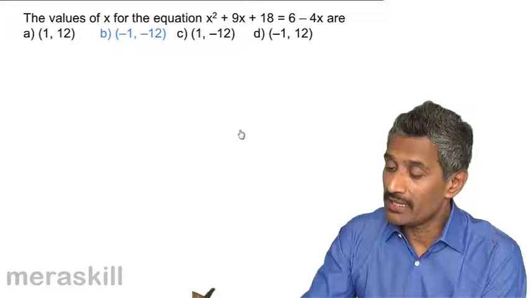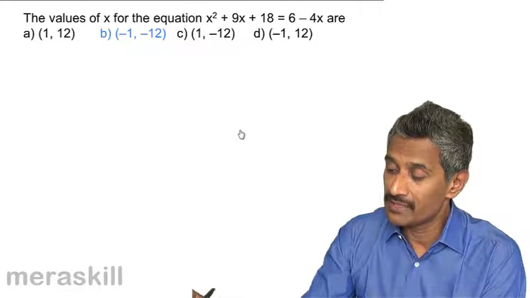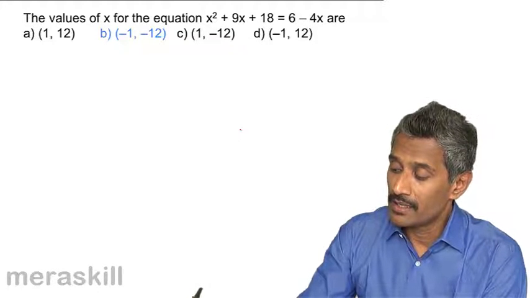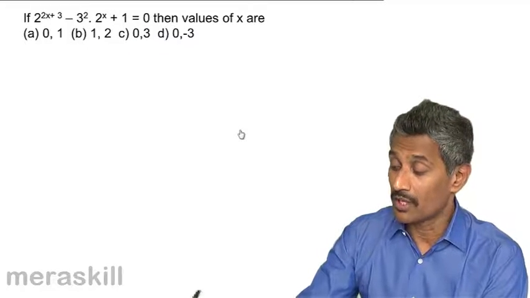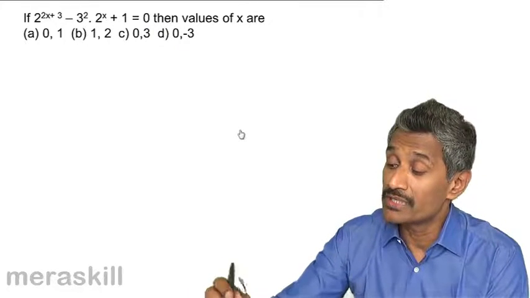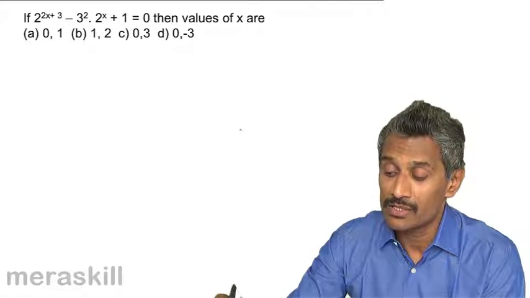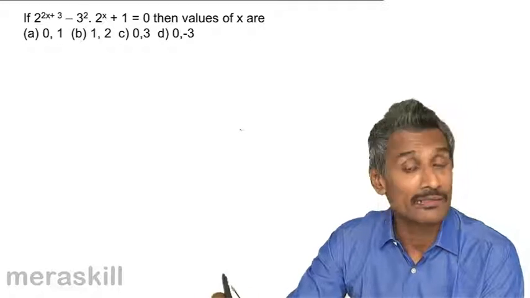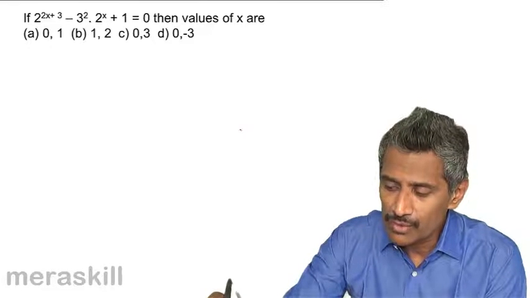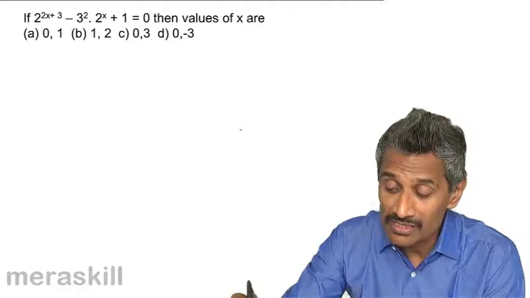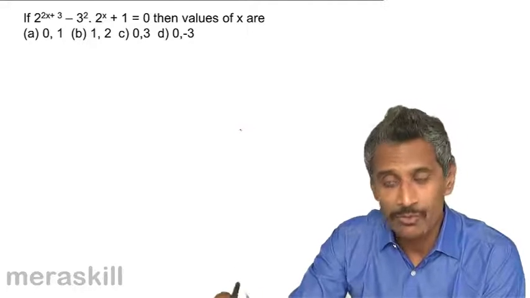Okay, what do we have next? What we have in hand next is this. Here we have an equation in indices: 2 raised to 2x plus 3 minus 3 squared into 2 raised to x plus 1 is 0. If you see, there is this 2 raised to x over here. Even here there seems to be a 2 raised to x. So we need to split this up.